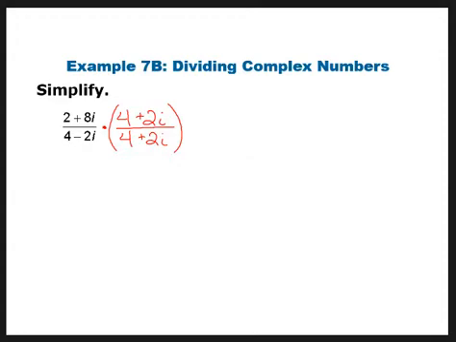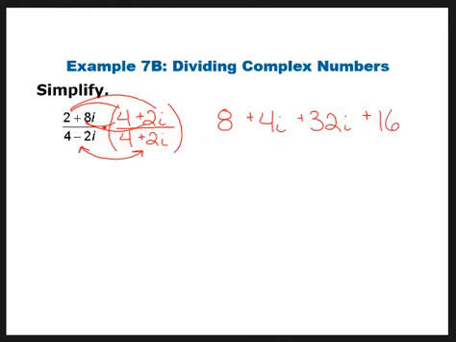Now you'll notice on the bottom it looks like a difference of squares setup. Different signs between them, so we know that the i's are going to cancel out. Before we get to that, on the top we're going to have to distribute. So 2 times 4 is 8. 2 times 2i is going to be plus 4i. 8i times 4 is going to be plus 32i. And 8i plus 2i is going to be plus 16i.